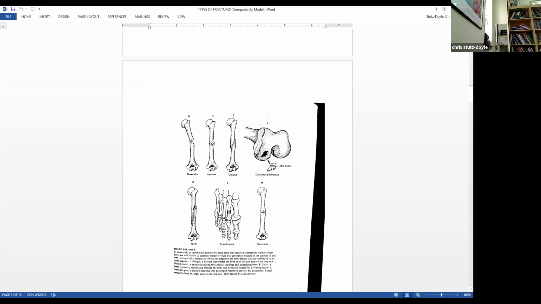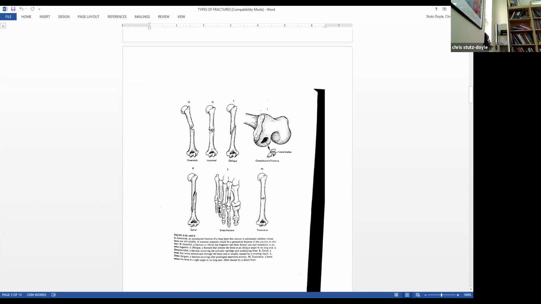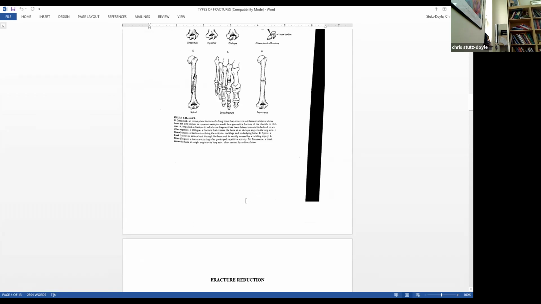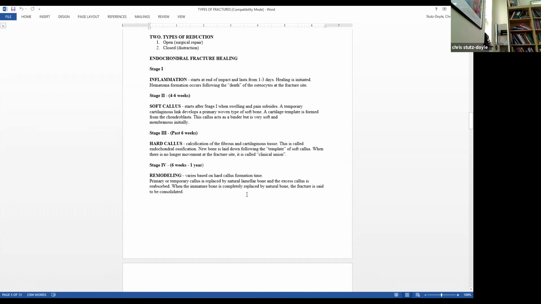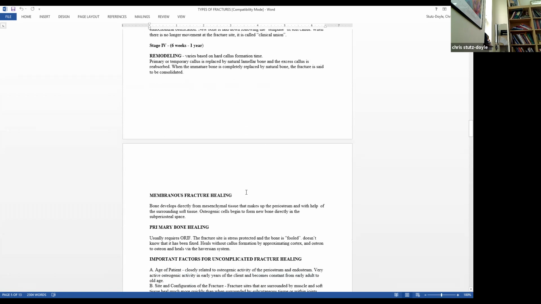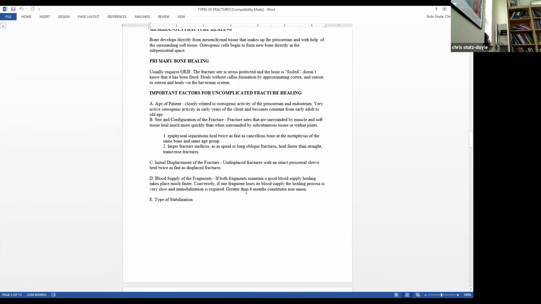Impacted fractures, oblique fractures, transverse fractures, stress fractures. You could see a stress fracture on a weight-bearing surface. You could see a stress fracture on the tibia. Spiral fracture, again, associated with possible child abuse. We're not going to talk about the fracture reductions. You could look through that. I'm not going to hold you responsible for it.